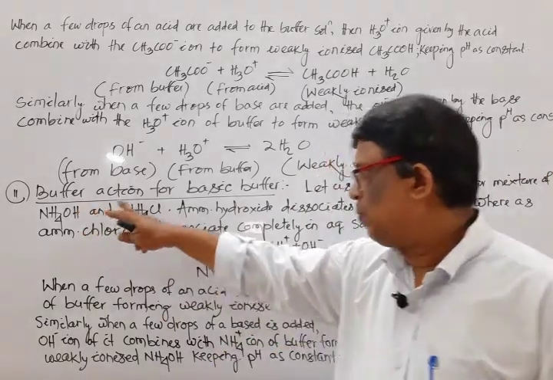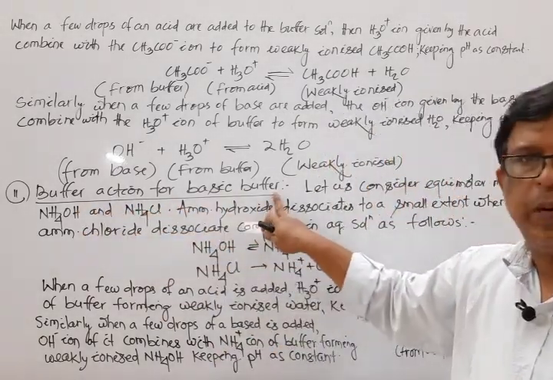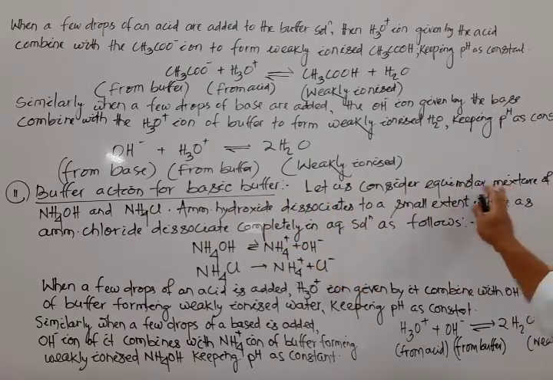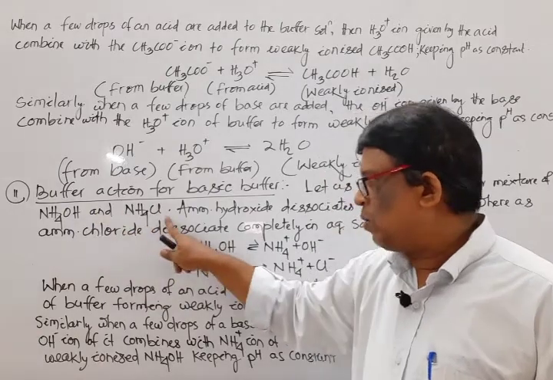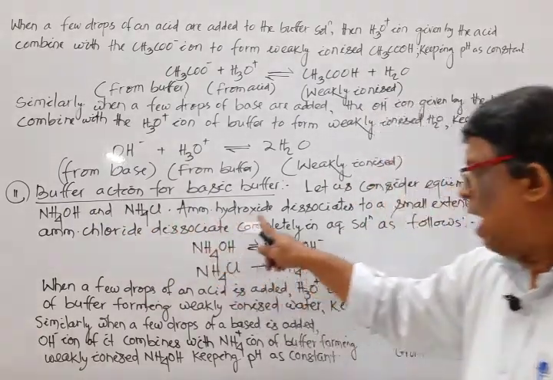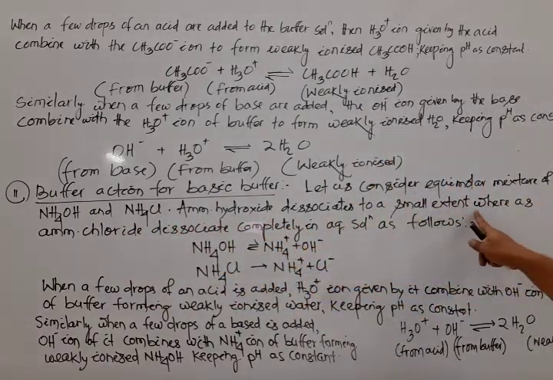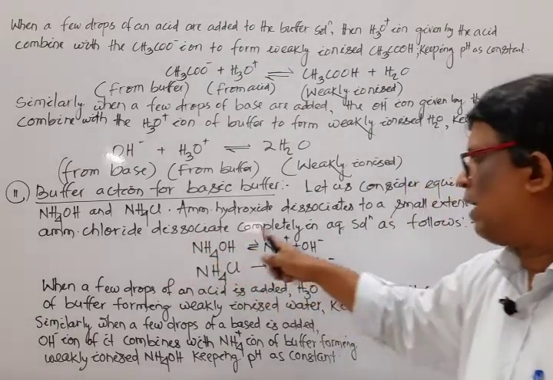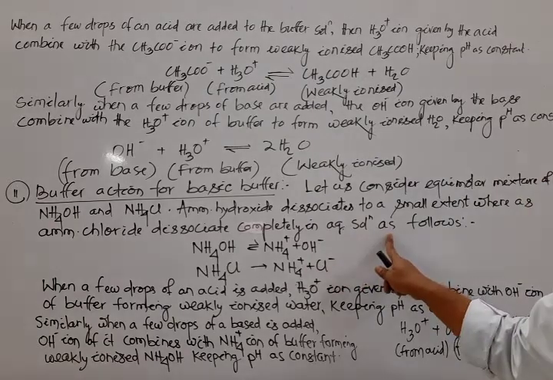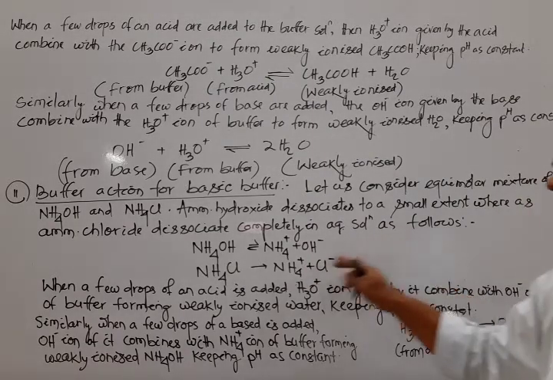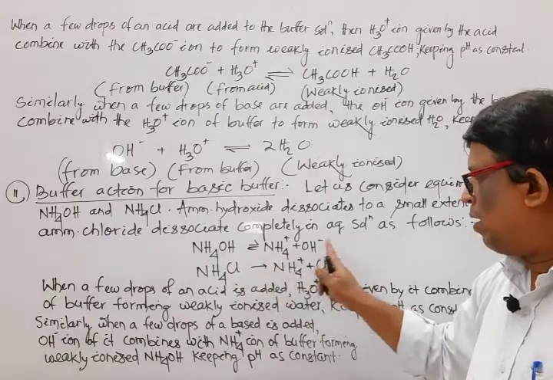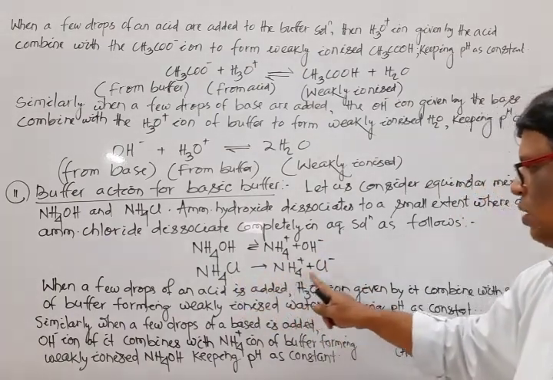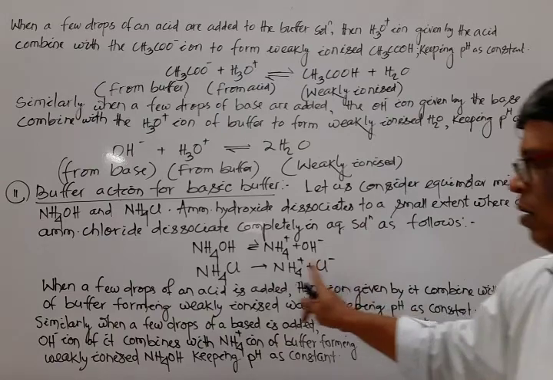Let us consider part 2, the buffer action of a basic buffer. Let us consider an equimolar mixture of a basic buffer, meaning an equimolar mixture of ammonium hydroxide and ammonium chloride. Ammonium hydroxide dissociates to a small extent because it is a weak electrolyte, whereas ammonium chloride dissociates completely in aqueous solution as it is a strong electrolyte. Equation, mark that. Ammonium hydroxide gives rise to ammonium ion and hydroxide ion; ammonium chloride gives rise to ammonium ion and chloride ion.